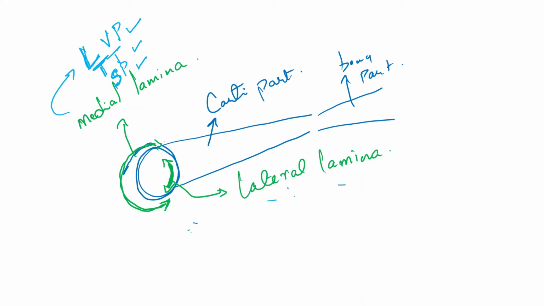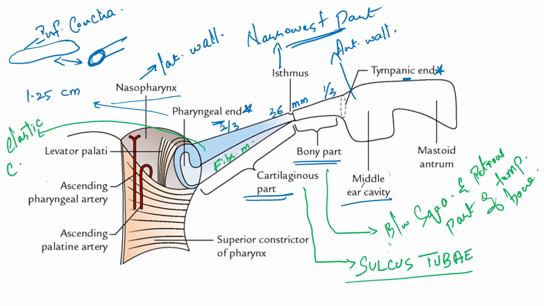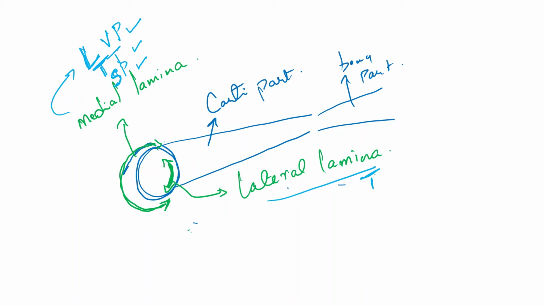Whereas the lateral lamina of the cartilaginous tube receives the attachment of only one muscle, the tensor veli palatini muscle. So this is about the attachments of the auditory tube. I repeat, the medial lamina receives the attachment of the levator veli palatini, the tensor tympani and the stylopharyngeus, whereas the lateral lamina receives the attachment of the tensor veli palatini muscle.